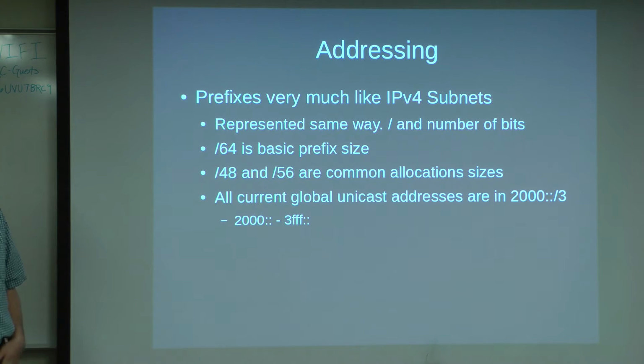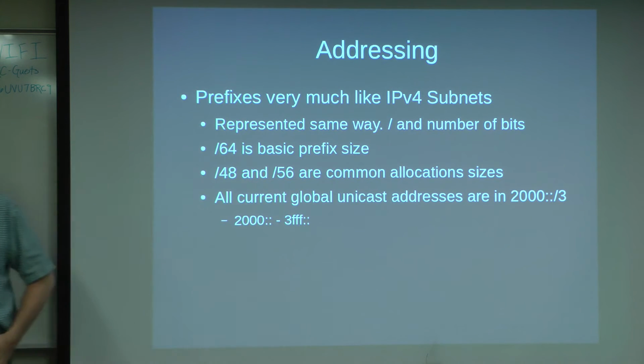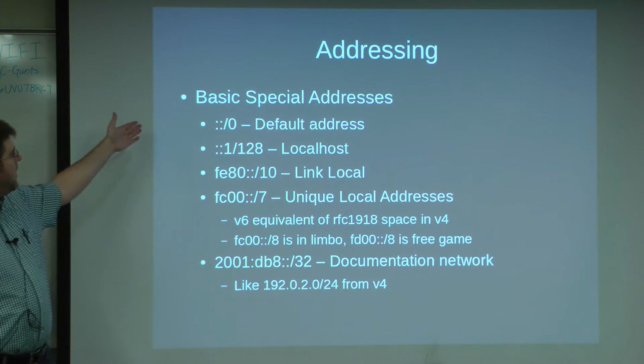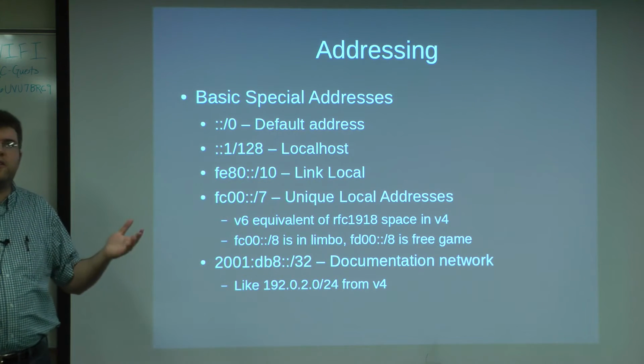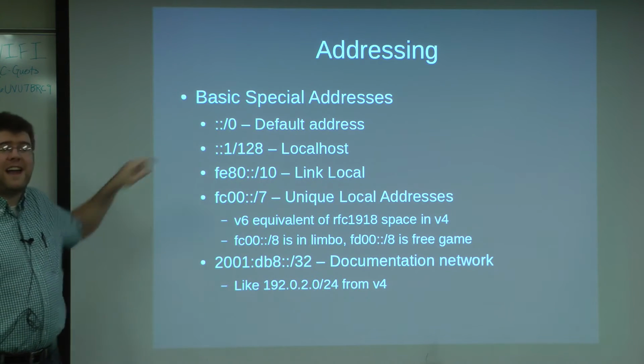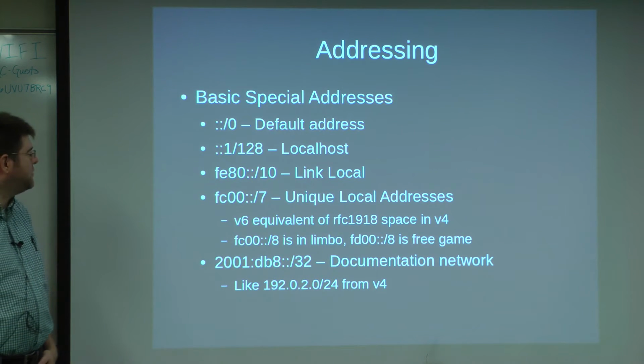Right now, all of our global unicast addresses fit in just a small subset of our address range. In fact, we're only using 1/8 of the address range for our entire internet right now. Now, there is the exception for a few things, which is where some of our special addresses come from. ::/0 is kind of the equivalent of just 0.0.0.0 in IPv4. We only use one address for localhost this time instead of a whole Class A network like we did with v4.